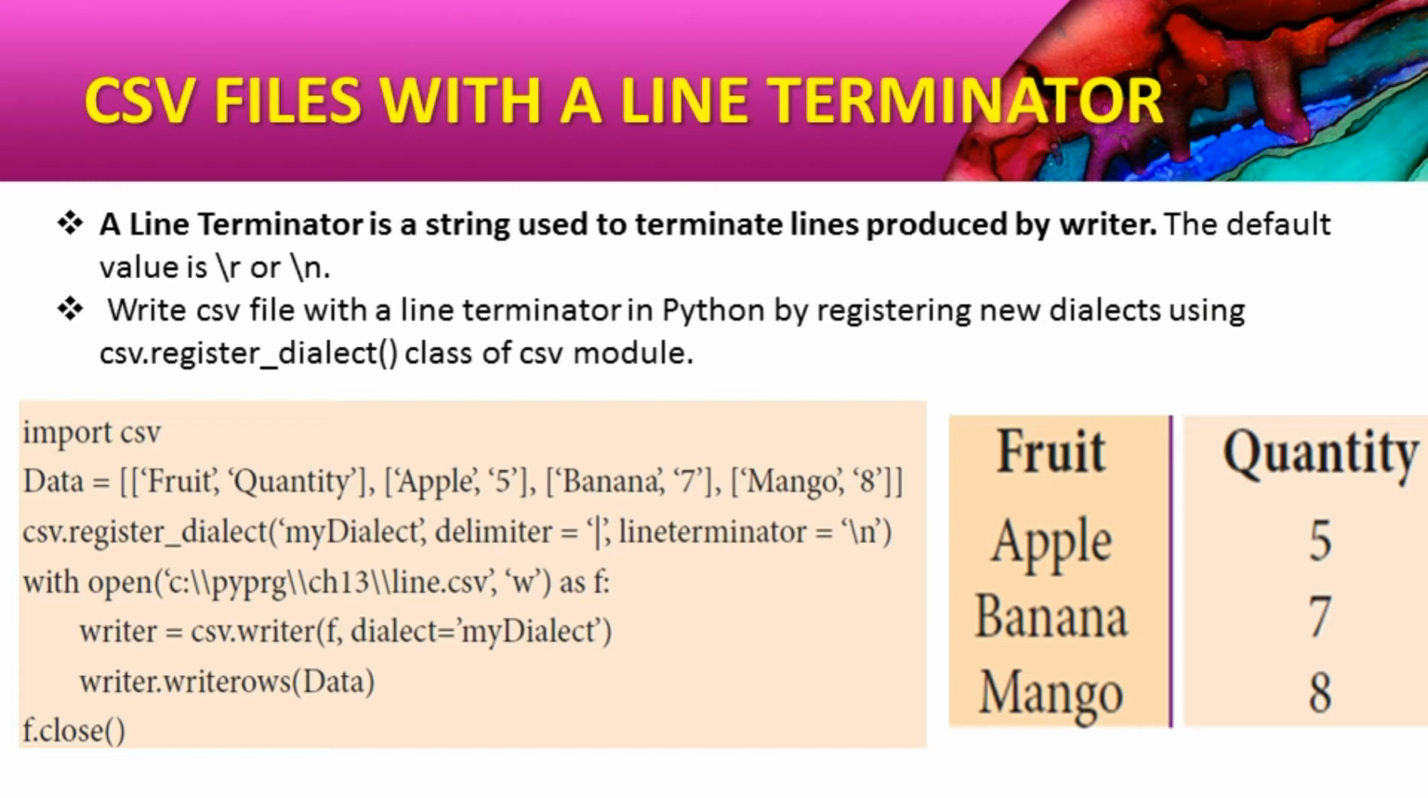In this line terminator, that is \r or \n, which separates each row, it displays the data after every 2 lines.